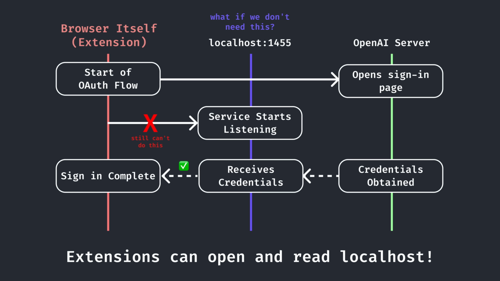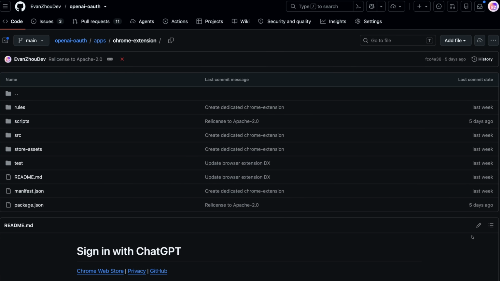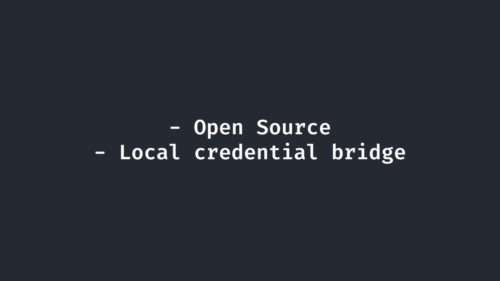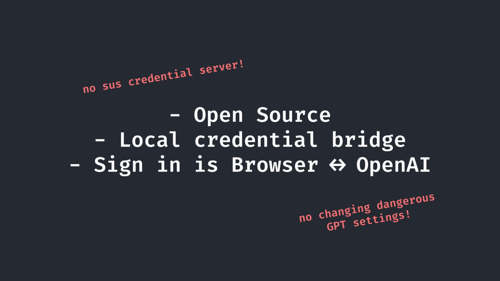You see, the purpose of that server is to capture credentials from a remote service locally. But when OpenAI makes the request to localhost, that request itself already has the authentication data that we need. So all our extension has to do is intercept that request and redirect the credentials back to the website that is trying to sign in, instead of ever having to deal with localhost directly. And with a completely open source and local browser extension, we can do this directly between your browser and OpenAI. No credentials leave your system during the sign-in flow, and no need to change any ChatGPT settings.